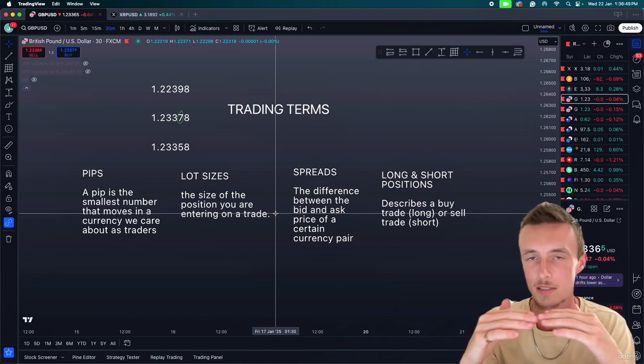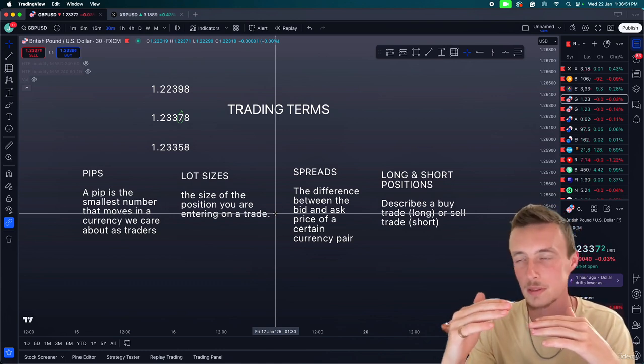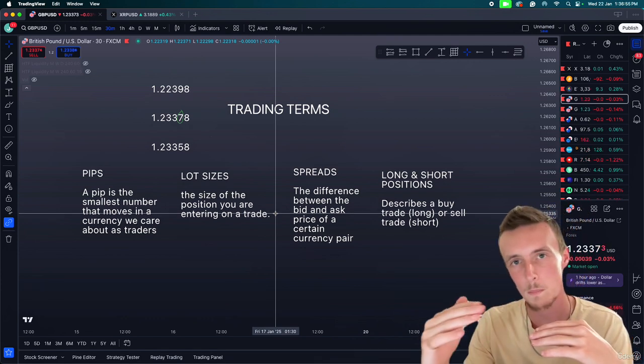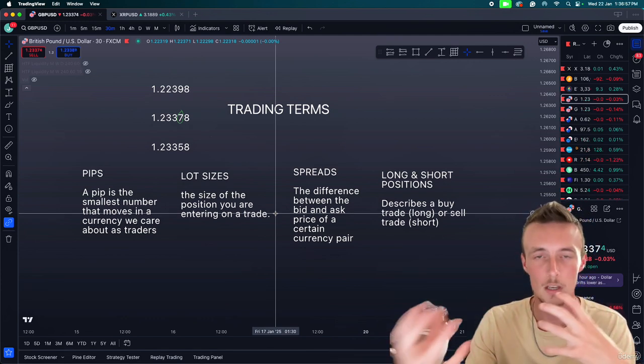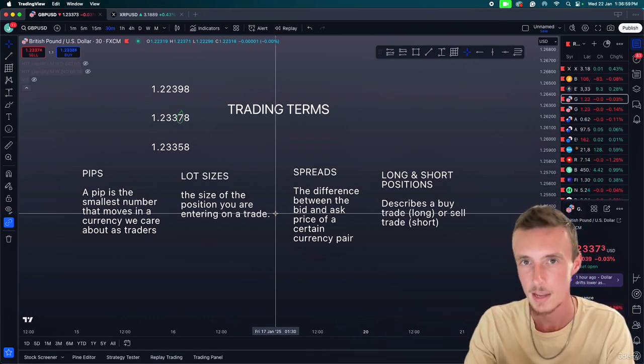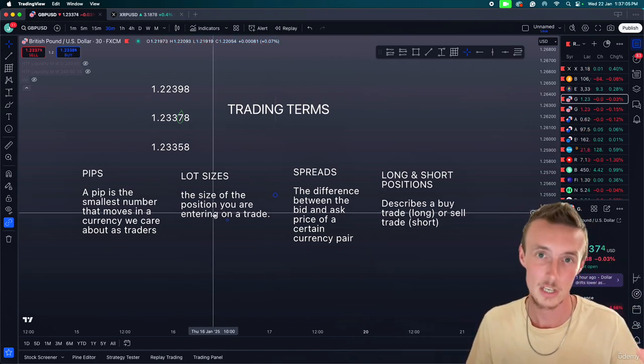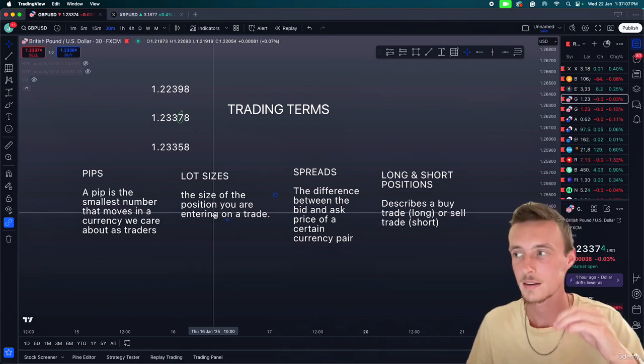So someone that enters 10 lots goes up 1 pip, let's say it goes up $100. Someone that enters 5 lots, that 1 pip will only be worth $50. So depending on how much you're risking, that's how much each pip is going to be worth based on your lot sizes. So that is just a position, the size of the position that you enter into your trade.